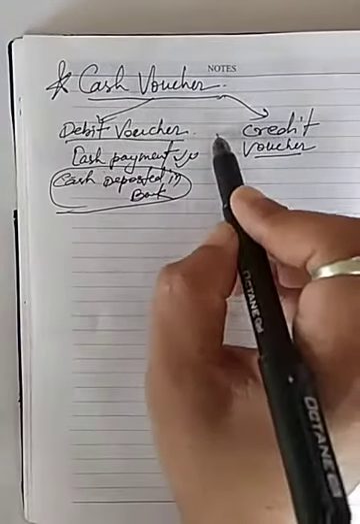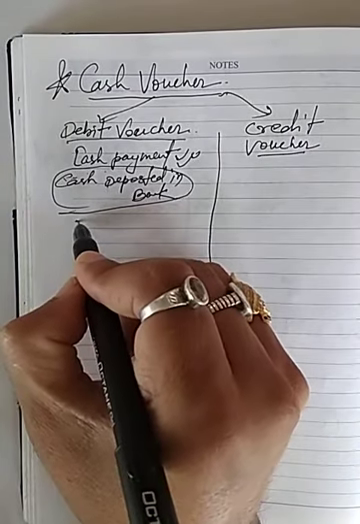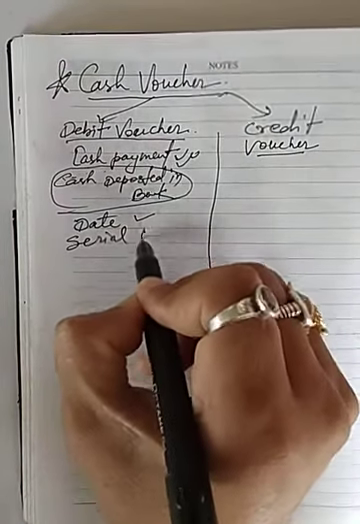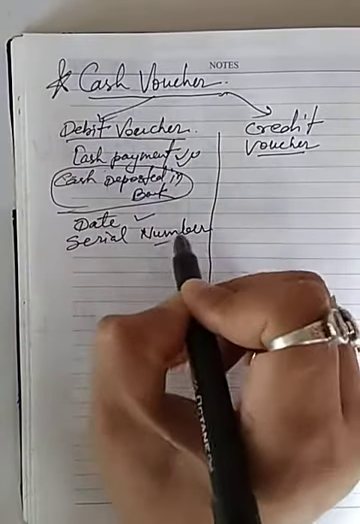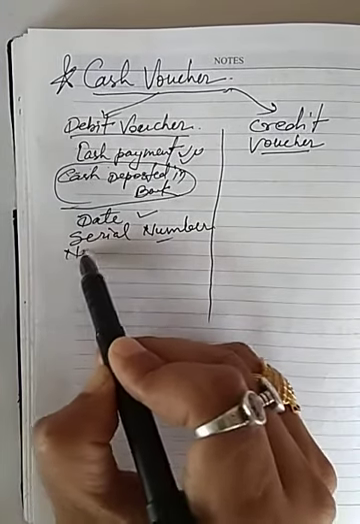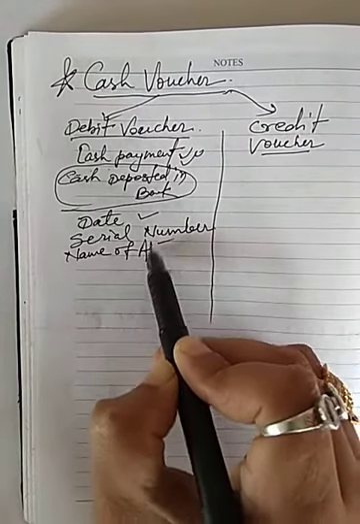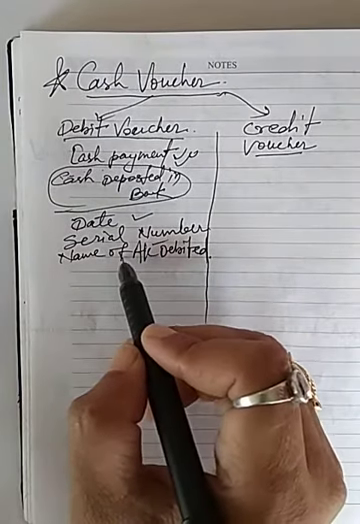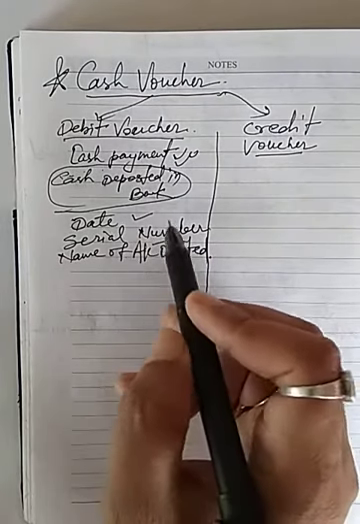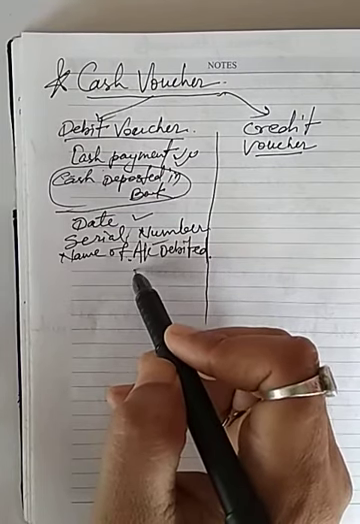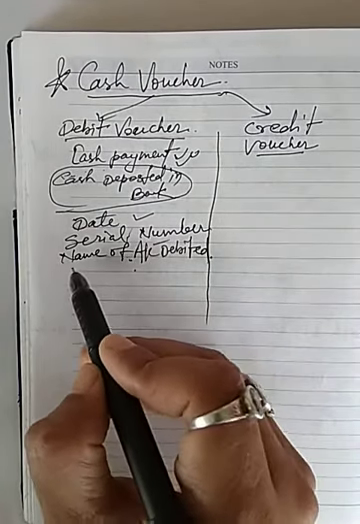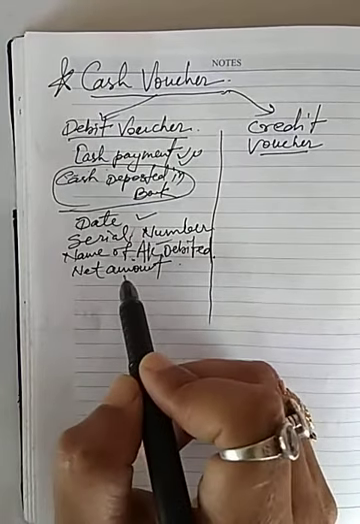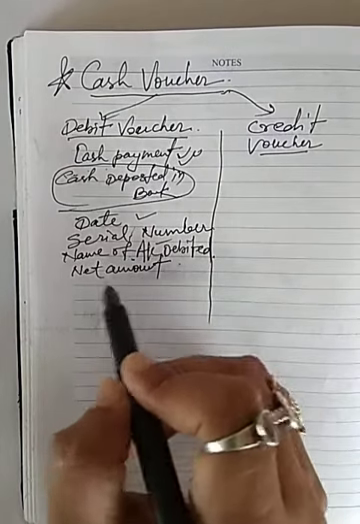It usually contains the date of preparing the voucher, serial number, name of the account debited, a brief explanation of the transaction together with necessary details, net amount of the transaction, and source document number, say cash memo number.